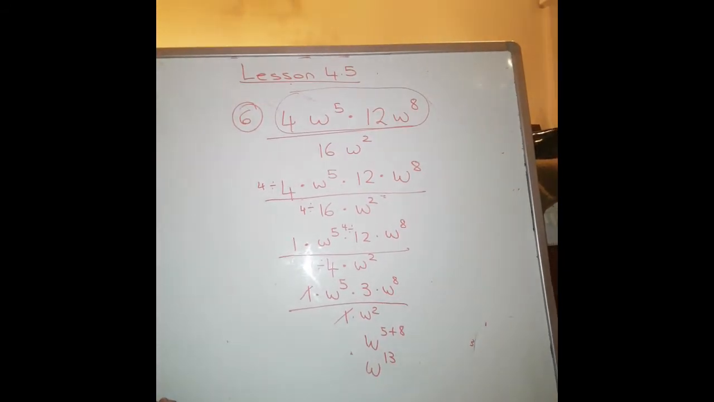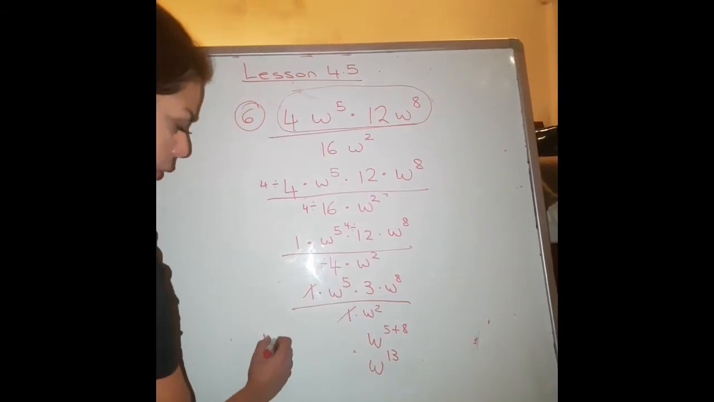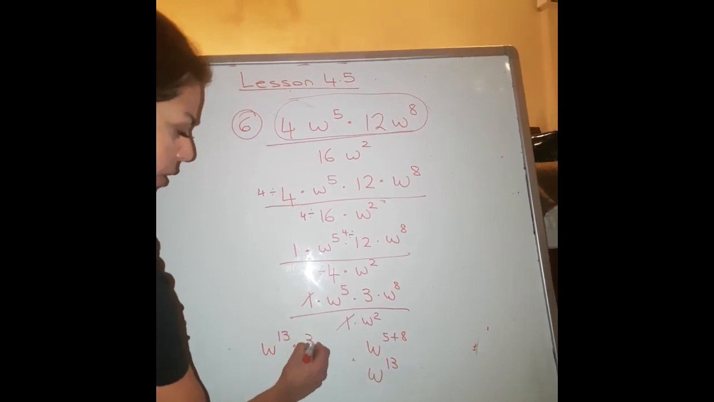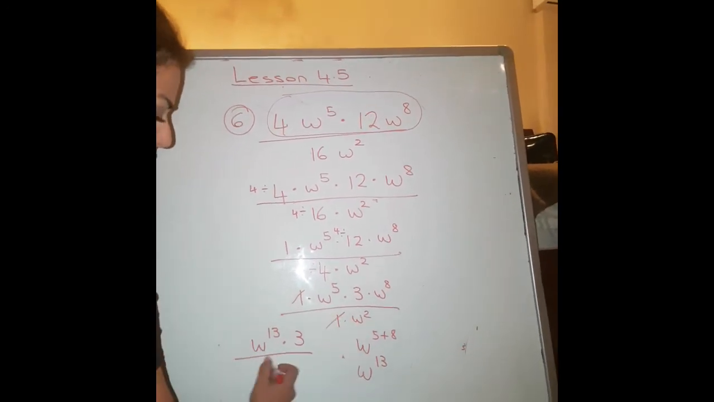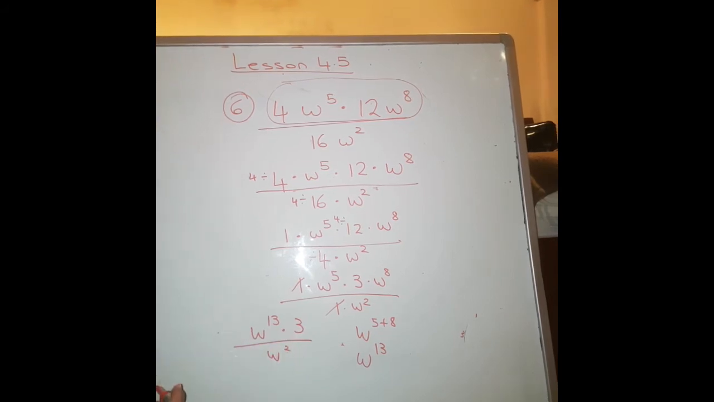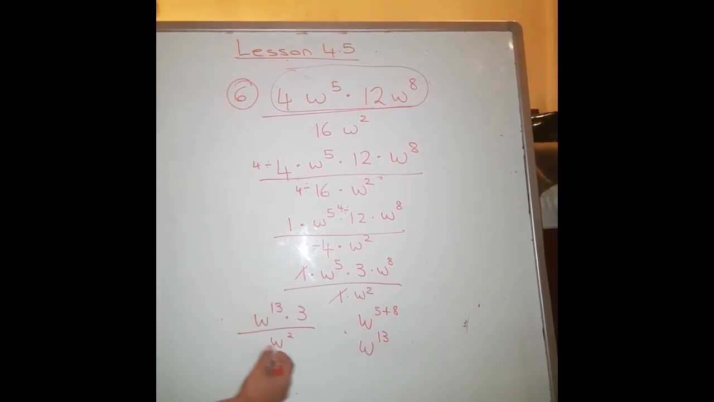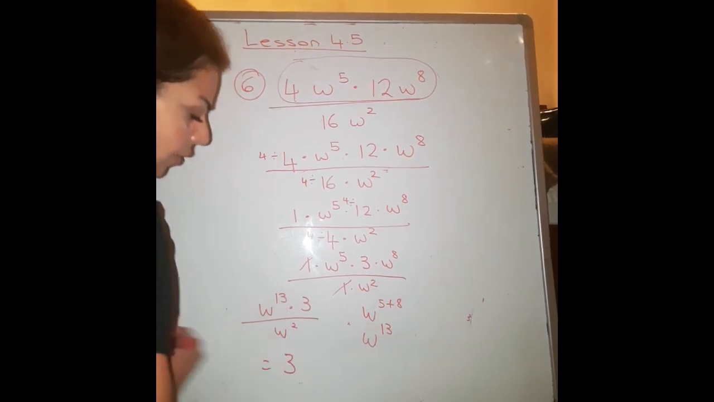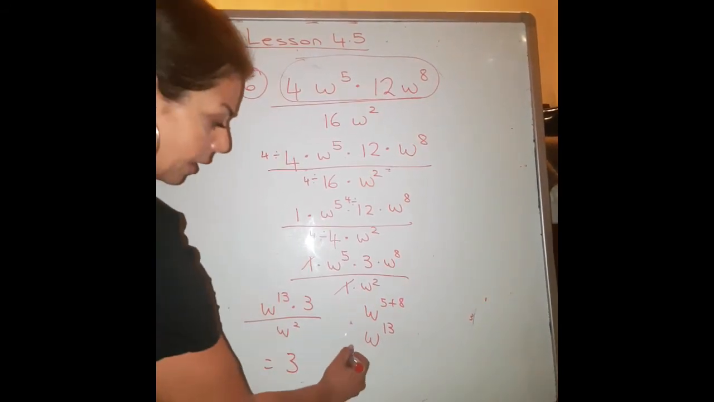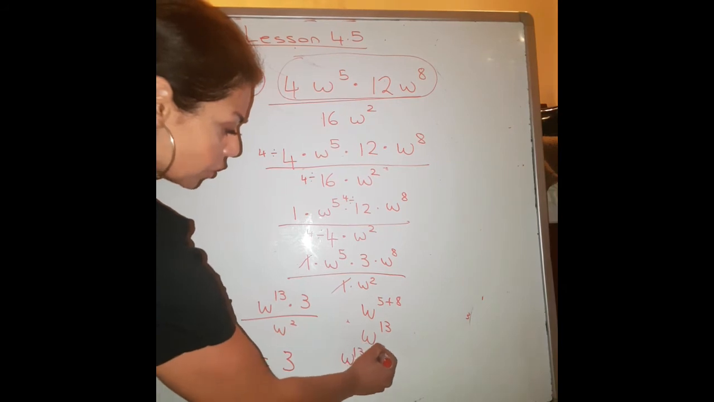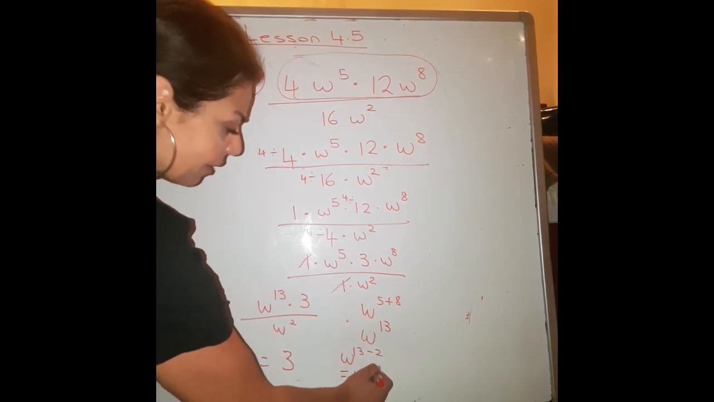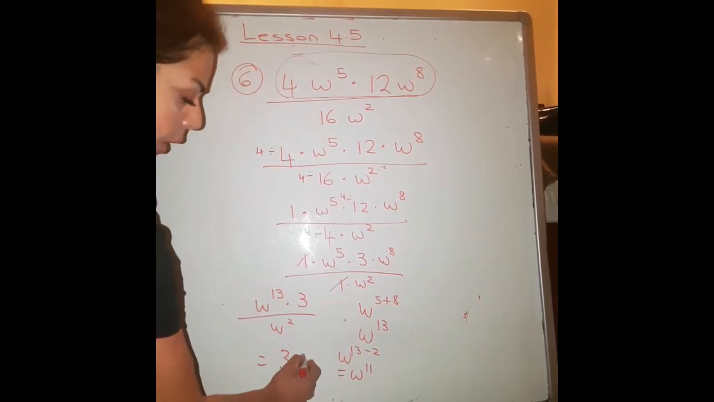So what do I get as an answer? w^13 times 3 over, what's left? w^2. Now what do I do? Because it's divide, I subtract. So my final answer is 3. I'm going to subtract w^13 minus 2, which is w^11, and it's going to go in my answer.